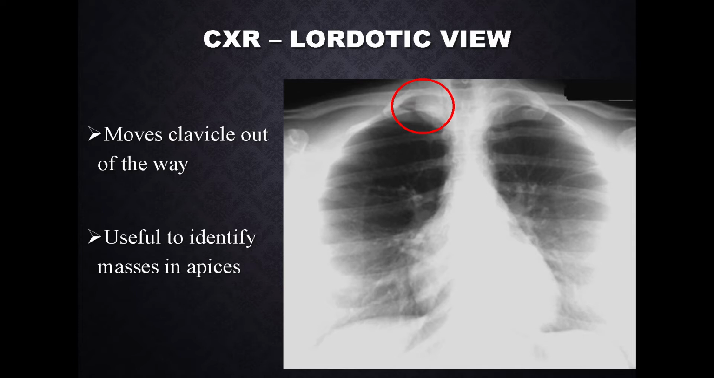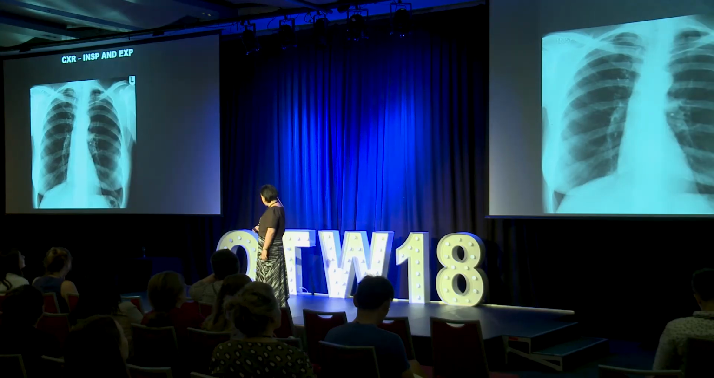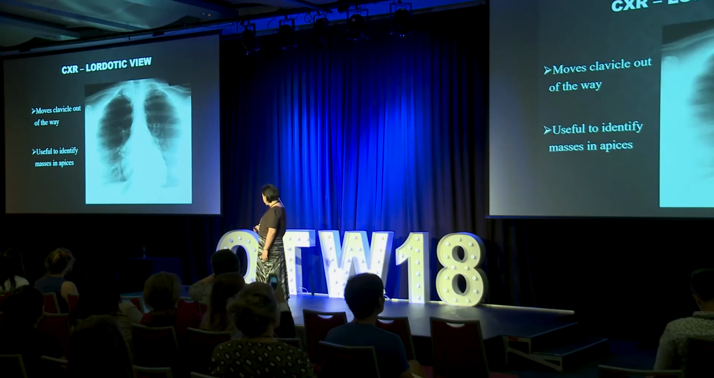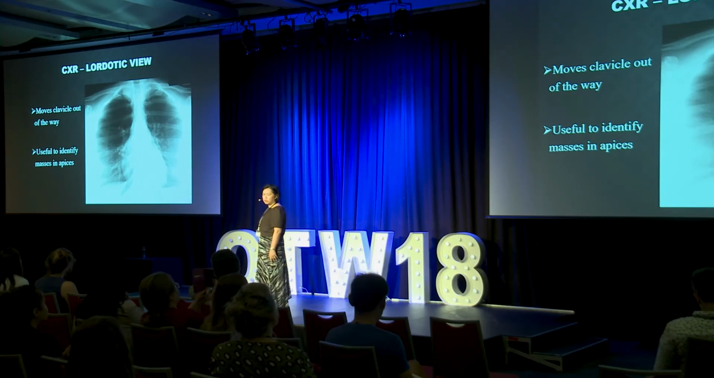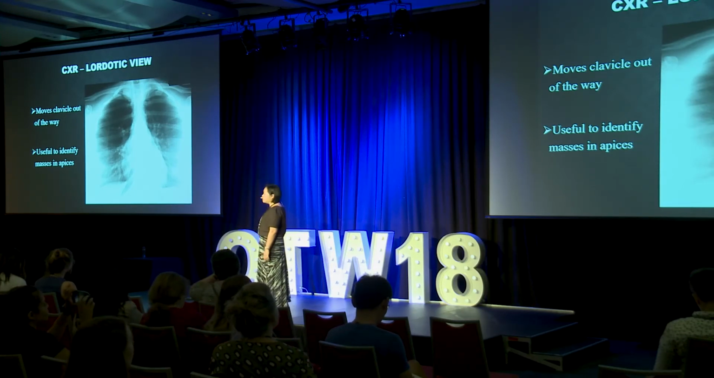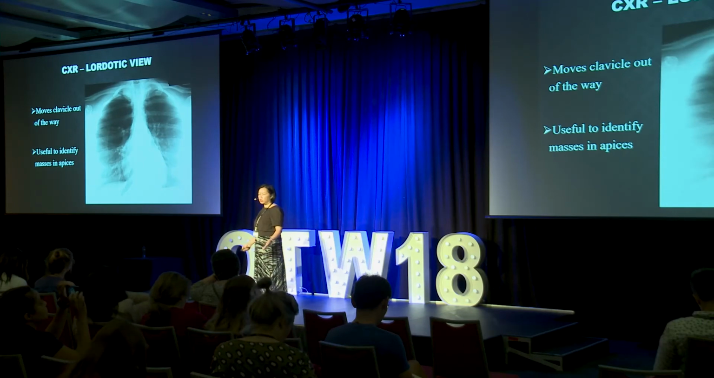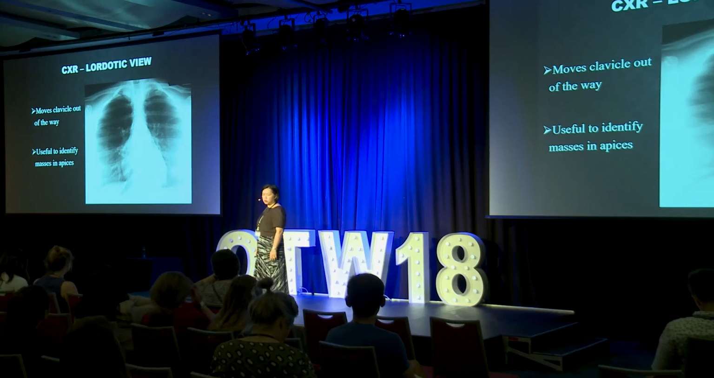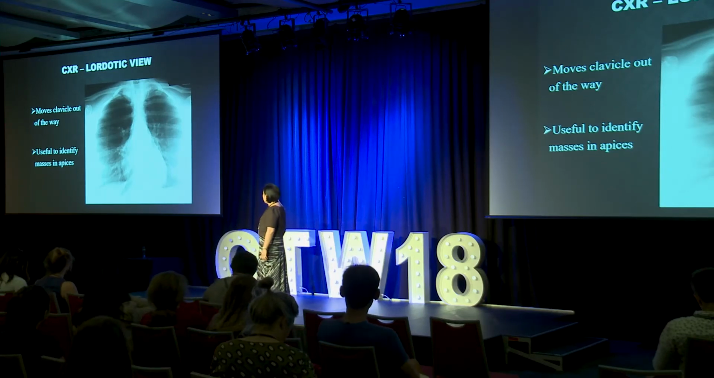If you go back to even a normal PA film, usually the clavicles are here. But on a lordotic film, the clavicles actually move upwards. So you can see the apices really nicely. Basically you're looking for an apical lesion, because with tuberculosis a lot of times they get abnormalities in the apices, which could be missed depending on how big it is. So lordotic is usually what we use for those TB clinics.